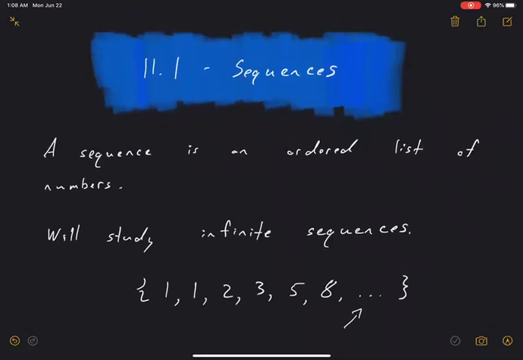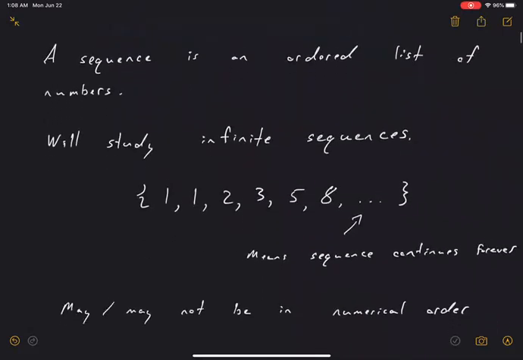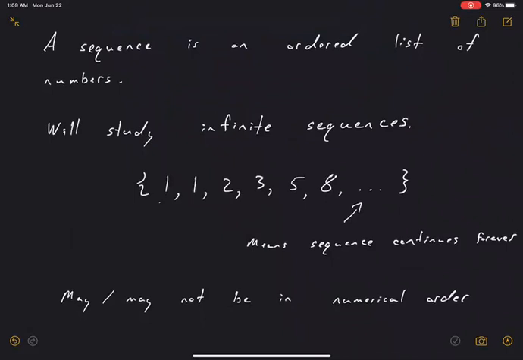11.1 is all about sequences. So what is a sequence? A sequence is just an ordered list of numbers. So what do I mean by ordered list? We could have a sequence like this, where we have our numbers 1, 1, 2, 3, 5, 8, and so on. And this dot, dot, dot, this ellipsis, means we're going on forever. So we're studying infinite sequences, sequences that go on forever.